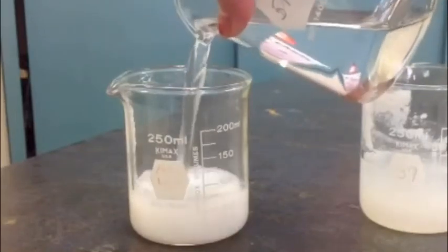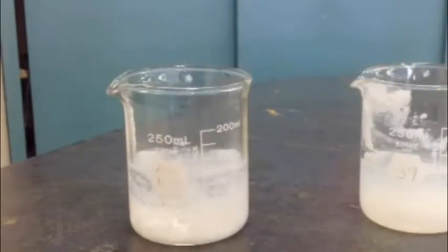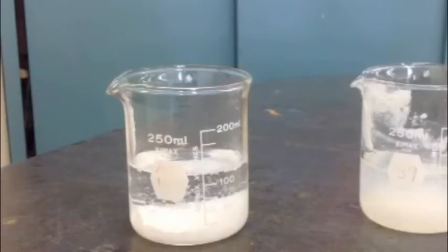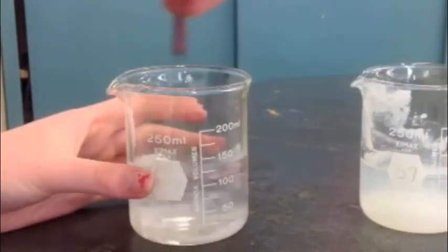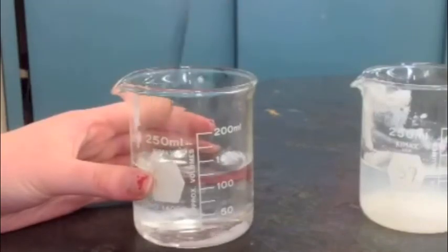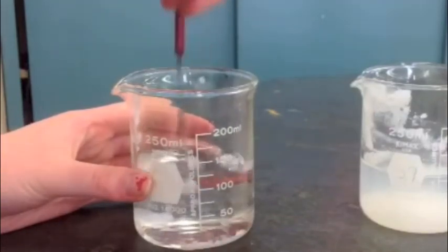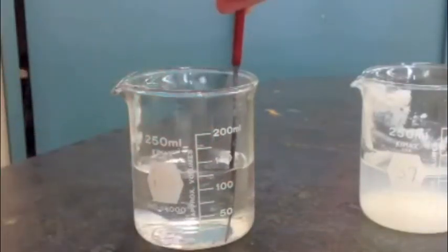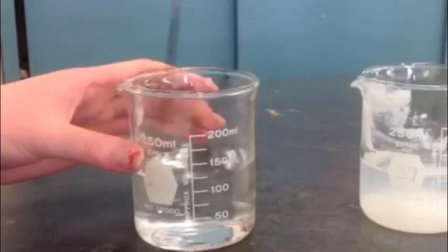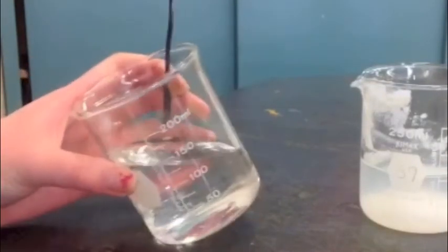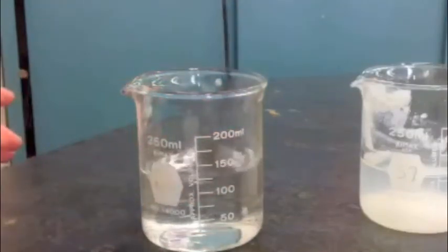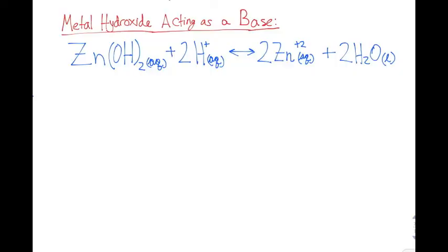We will now see what happens when we react zinc hydroxide with hydrochloric acid. For this reaction, we will add about 75 milliliters of hydrochloric acid to the zinc hydroxide precipitate. As you can see, the zinc hydroxide precipitate will dissolve. Here's the net ionic equation for this reaction.